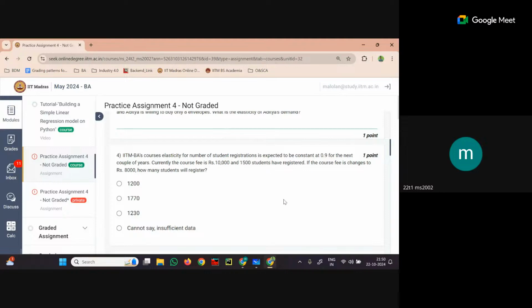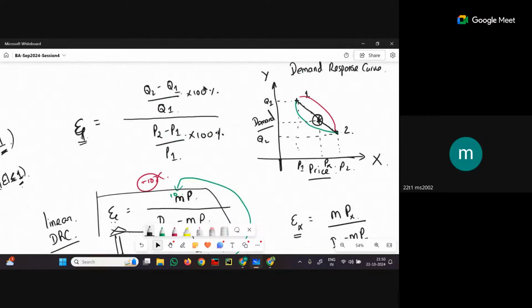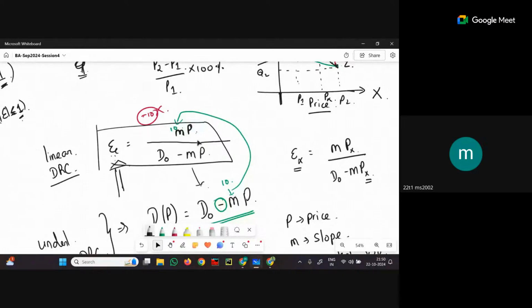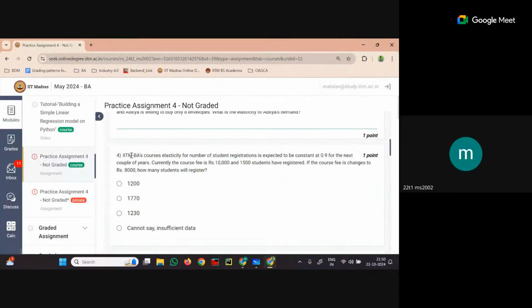Good. So what we usually do is mix and match questions and give them in the exam so that you'll be able to distinguish between them. In fact, even in this, it will come in unit 5. In week 5, IITM BA's course elasticity for number of students registered is expected to be constant. I am only telling that the elasticity is expected to be constant. I am not making any comment about the nature of the curve, whether it's linear or a constant elasticity curve. There are two different things.